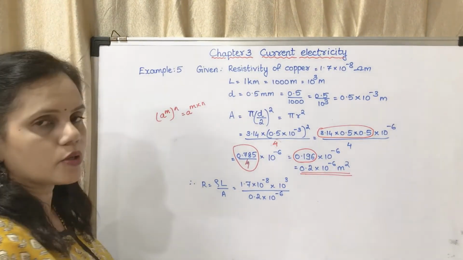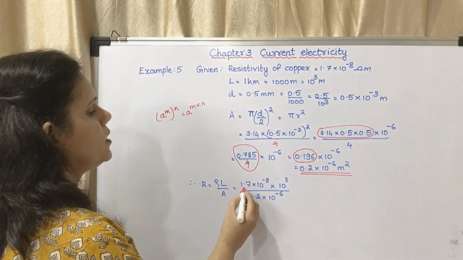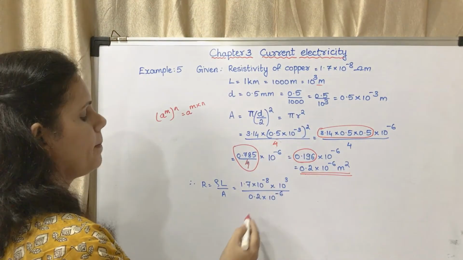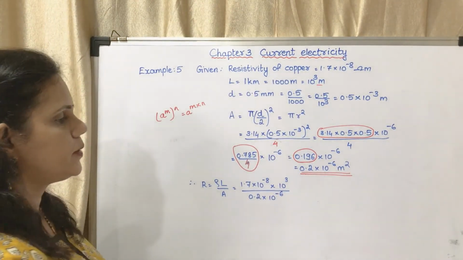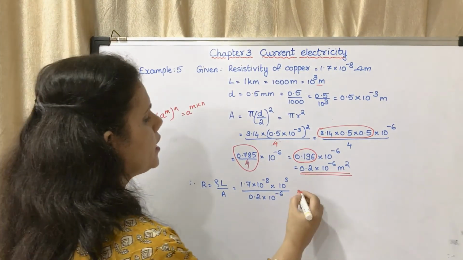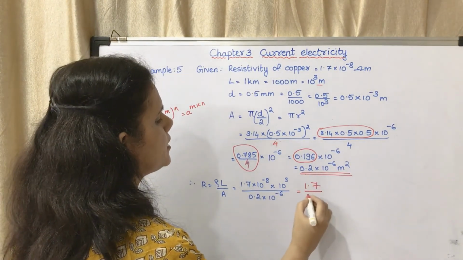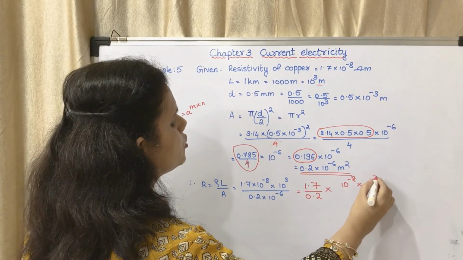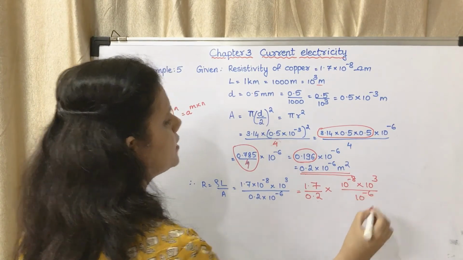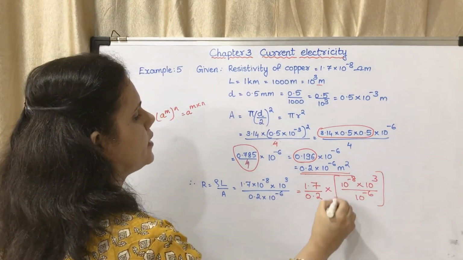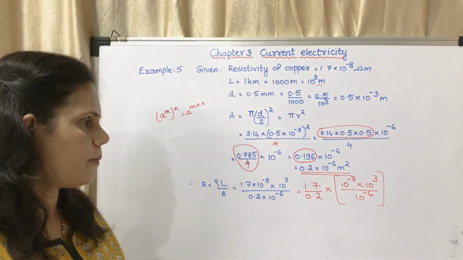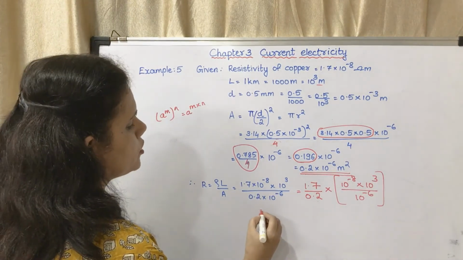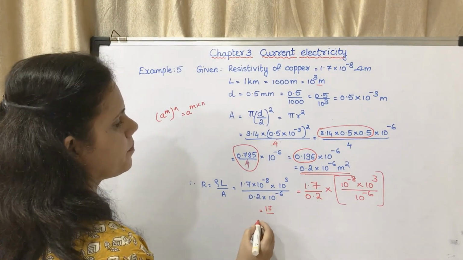Now R is equal to rho L upon A. That is, rho is 1.7 into 10 raised to minus 8. L is 10 raised to 3 meter upon the area is 0.2 into 10 raised to minus 6. Okay, now here what they have done, 1.7 upon 0.2 into 10 raised to minus 8 into 10 raised to 3 upon 10 raised to minus 6. Okay, this they have done. Okay, 1.7 upon 0.2. What will be 1.7 upon 0.2? I will show you. That will be 17 upon 2.